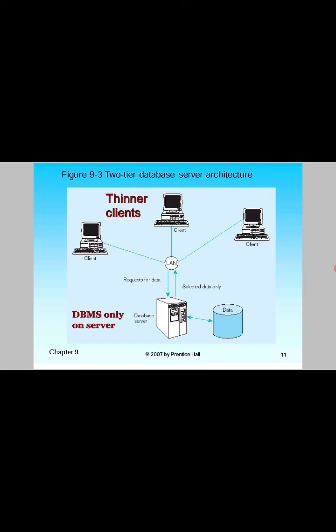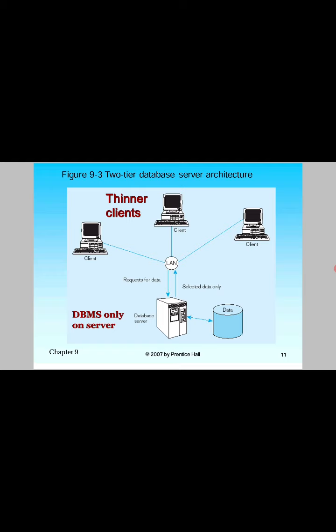In two-tier database architecture, the figure is almost the same. Here we maintain some database server. In that, some data or database is maintained. By using LAN, clients or client systems or PCs are connected to the server, and they request data. Generally the DBMS or databases are stored on the server.